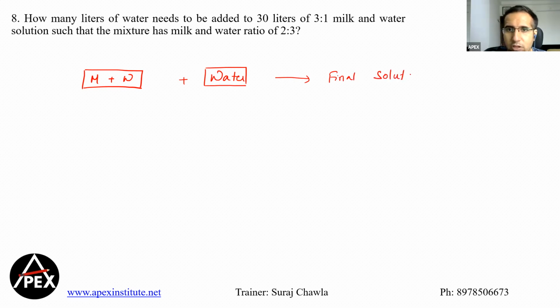So on the outset, I have 30 liters of this solution. I do not know how much I am adding. Let's say that is X. So can I say the total quantity of the final solution is 30 plus X? Is this point clear with all of us? Perfect. Now, 30 liters is in the ratio of 3 is to 1. 30 plus X liters is in the ratio of 2 is to 3.